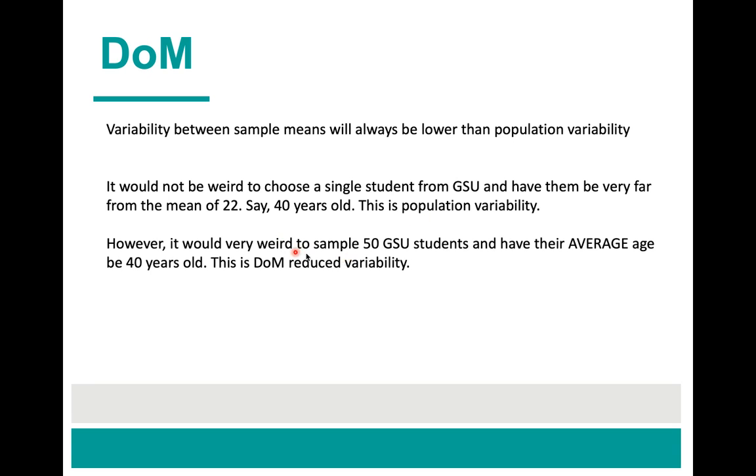But as soon as I start sampling and as soon as I start averaging, for example, 50 students together, then their average is going to coalesce to the population average. It would be weird and very unlikely if it didn't. So when we sample and we create these sample means, their distributions fall along reduced variability.